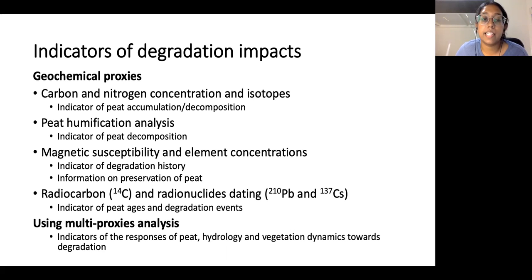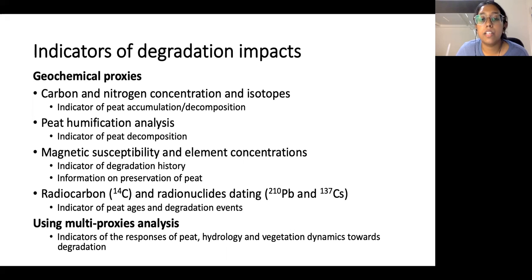And for the magnetic susceptibility and elemental concentration proxies, it's good to understand the degradation history, such as erosion, or whether there are any chemical reactions with degradation, pollutants, for example. And there are also certain elements in organic-rich peat that are very resistant, such as titanium. So if there are any changes in that, we can tell about the preservation quality of the peat as well.